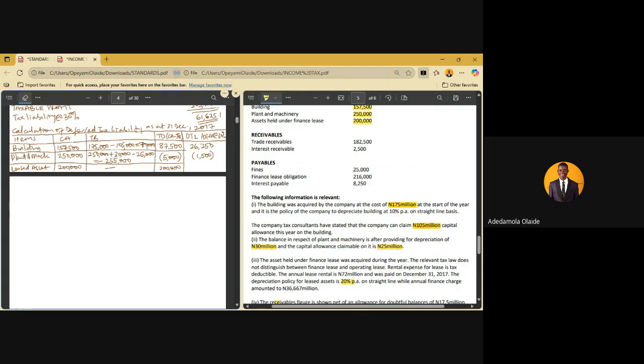So that will result into a deferred tax liability of 60. Do we understand?